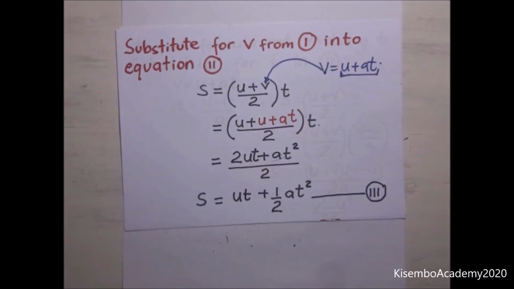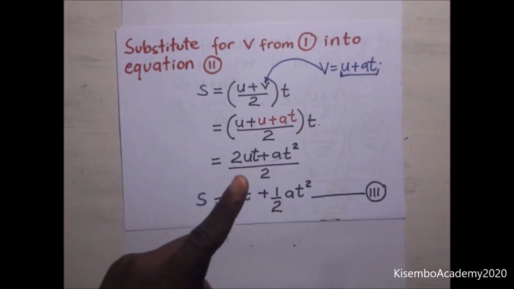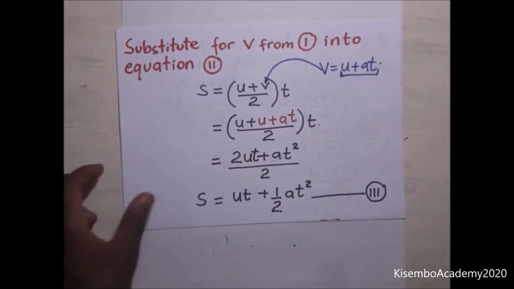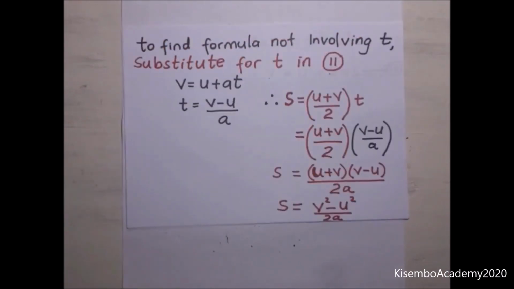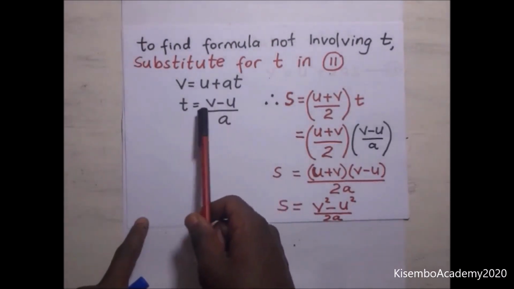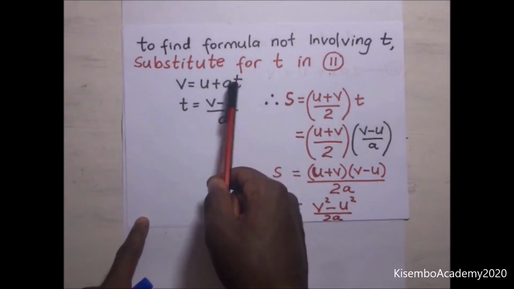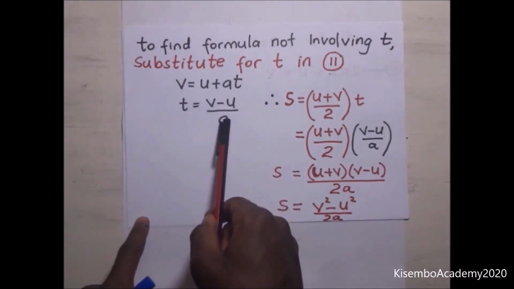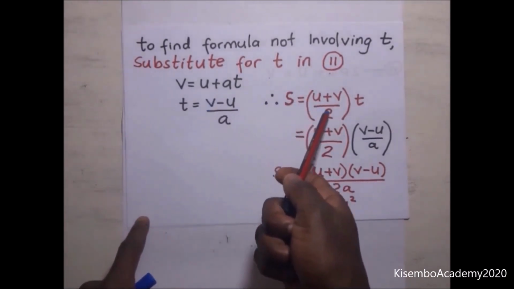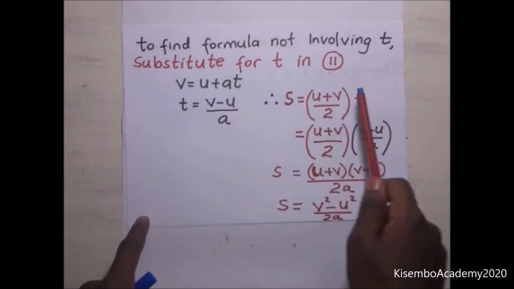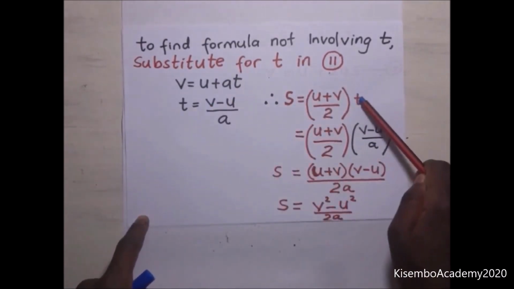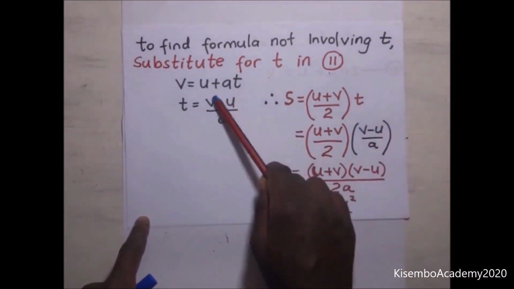We are going to use the same idea. We're just going to play around with the first and second equations to substitute them and make the fourth equation of motion. Our first equation is v is equal to u plus at. When we make t the subject of the formula, it becomes t is equal to v minus u over a. We substitute this expression of t in the second equation we derived earlier, replacing this value of t.